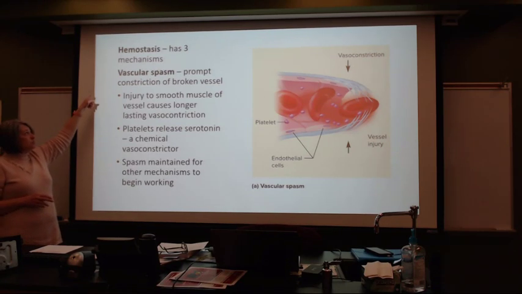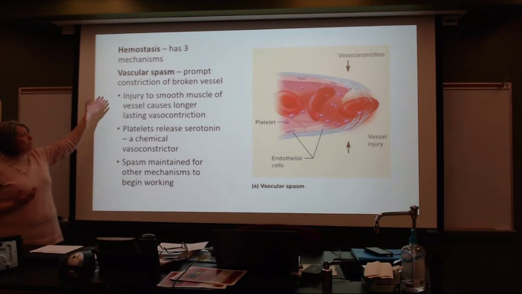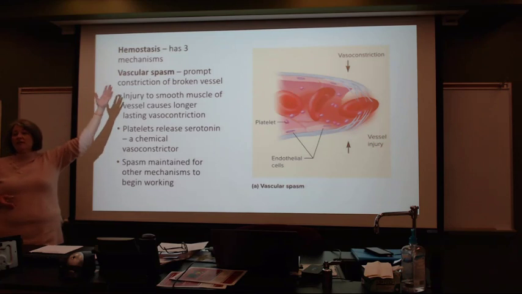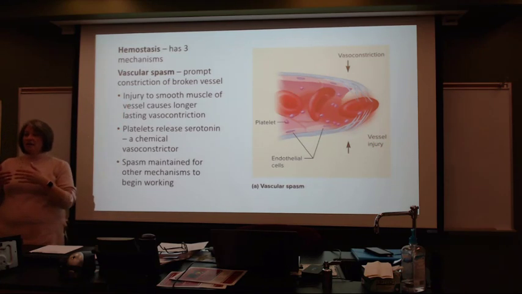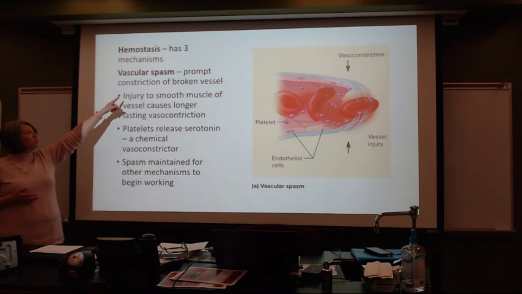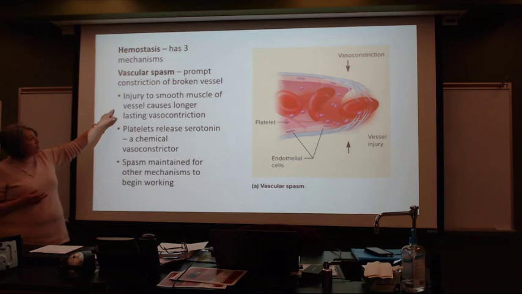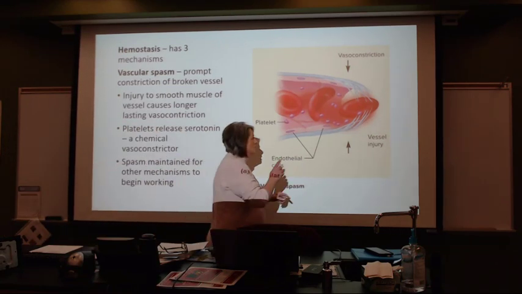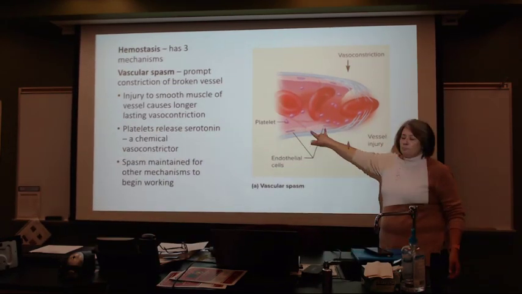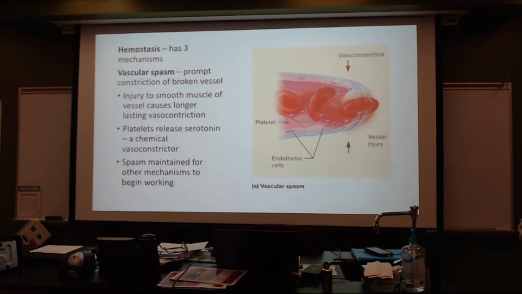The first thing we're going to do, we'll have a vascular spasm, meaning because we broke the vessel, it's almost like it goes, oh, okay, literally a vascular spasm. We're not aware of it, okay? But what it's going to do, we're going to get the constriction of the broken vessel. We're going to be learning blood vessels are smooth muscle.